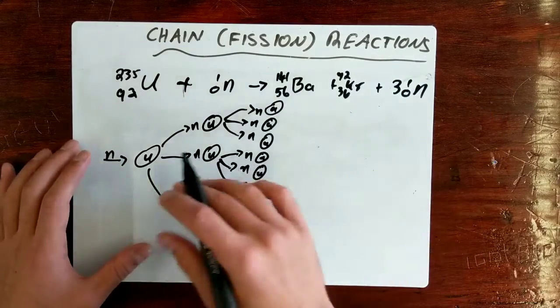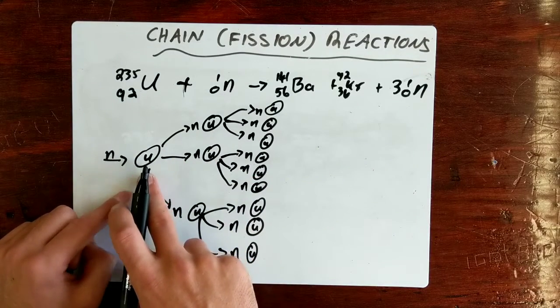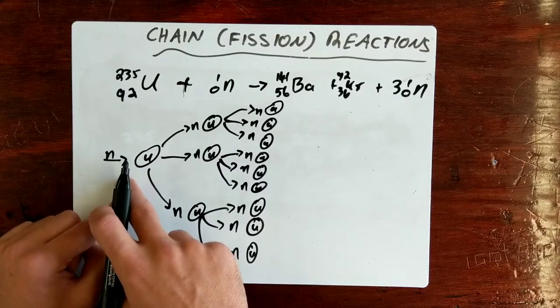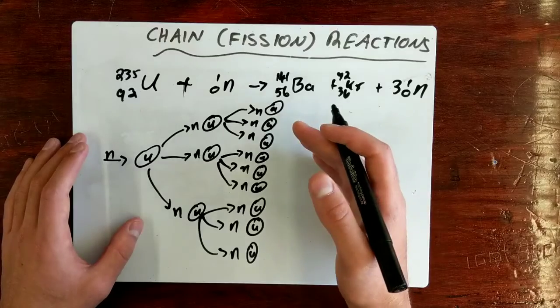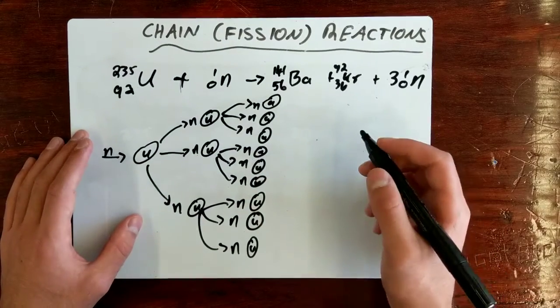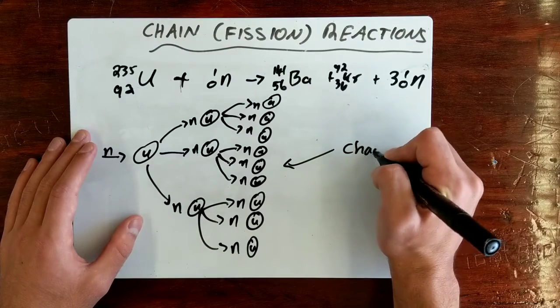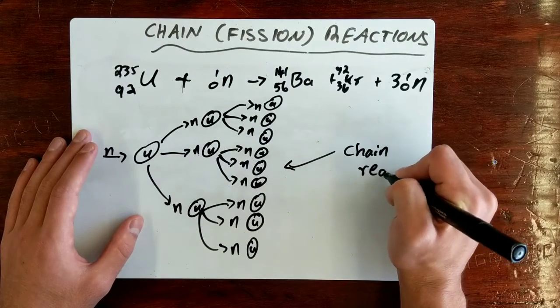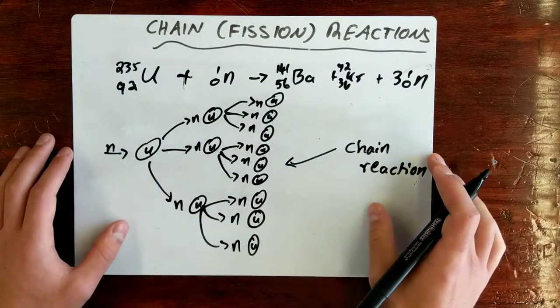Now, this idea, where all I do to start off the first reaction is get this uranium nucleus to absorb 1 neutron, and then if I can create the conditions correctly, the rest will happen by itself, with more and more uranium nuclei undergoing nuclear fission. This is what I call a chain reaction, where I set off the first thing and the rest happens on its own.